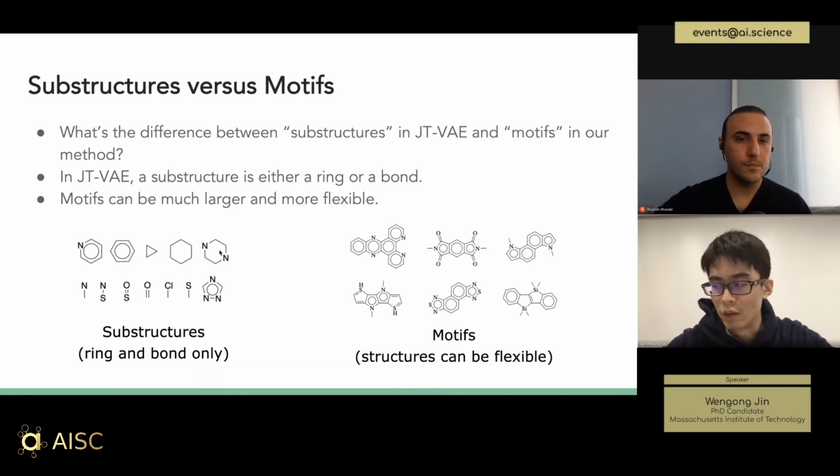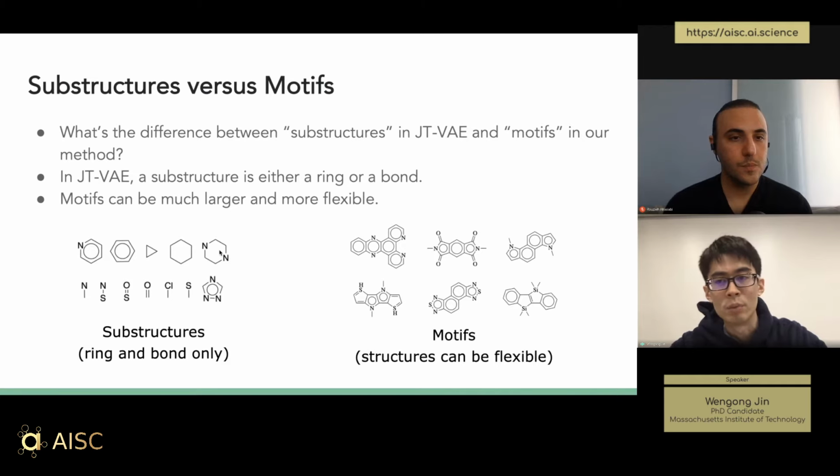Just to illustrate, since there are a lot of concepts here, what is the distinction between substructures that are introduced in junction tree VAE and motifs in our recent work. In junction tree VAE, a substructure has to be a ring or a bond or a single atom. But in our work, we consider motifs to be much larger and also to be very flexible. It can be a fusion of many rings or a combination of bonds and rings.